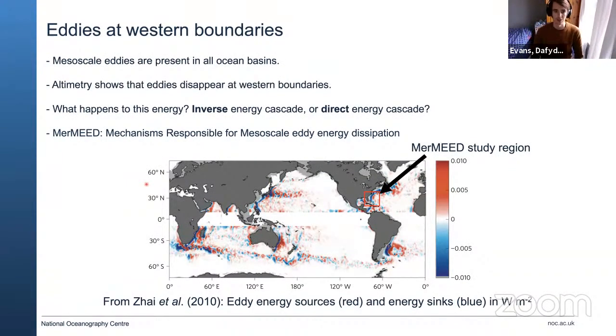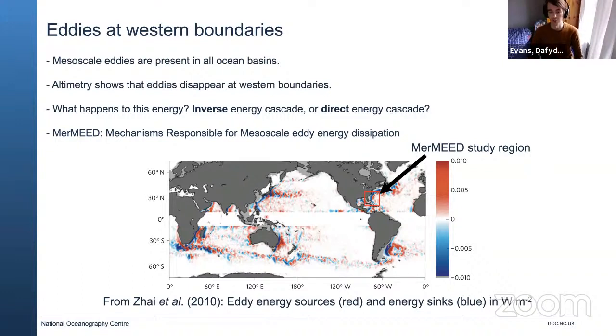And I guess the last talk that we had, Laura's talk, is an excellent justification really for why we do this kind of observational study. Like Laura pointed out, eddies exist ubiquitously in the world's oceans. But what altimetry shows us is that all of the ocean western boundaries act as a sink of eddy energy, where this plot here is blue.